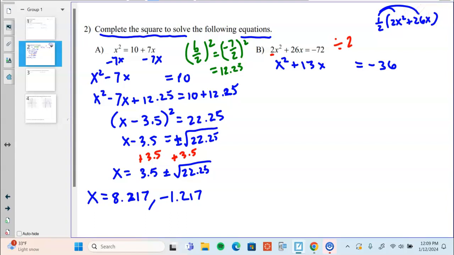And now I'm going to add 13 over 2 squared to both sides. That's 6.5 squared. We've got calculators, so we will just add 6.5 squared, which is 42.25. We've got a calculator that we can use to find that number.